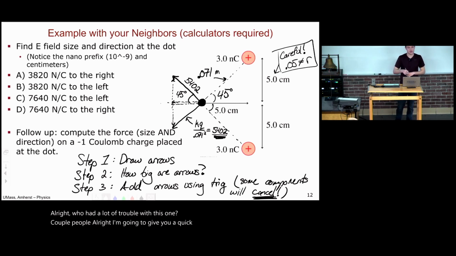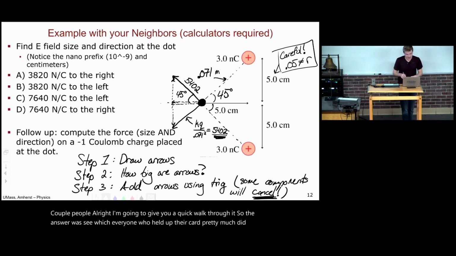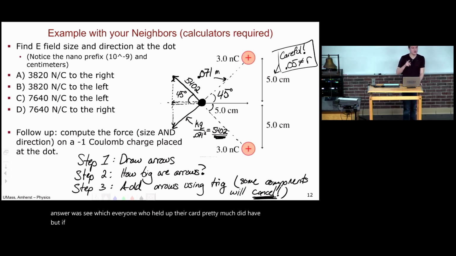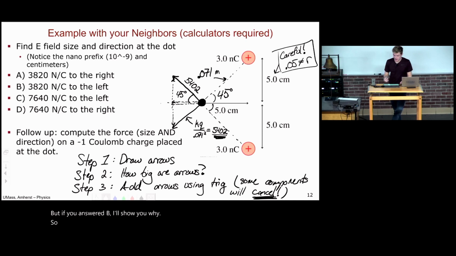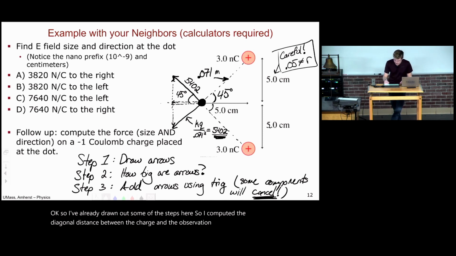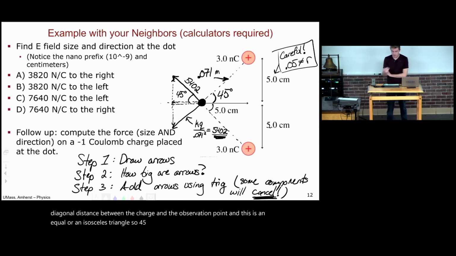So the answer was C, which everyone who held up their card pretty much did have. But if you answered B, I'll show you why. Okay, so I've already drawn out some of the steps here. I computed the diagonal distance between the charge and the observation point. And this is an isosceles triangle, so 45 degrees. Okay, step 1, I drew the electric field arrows due to each charge individually.